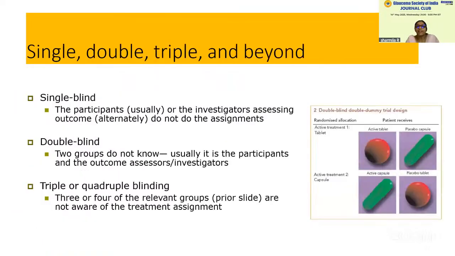Now, single, double, triple, and beyond. This kind of blinding depends upon which group of people are blinded to that study. For example, if it's single blind, it is just that either the participant or the investigator who's assessing the outcome does not know the assignments. In double blind, two groups, that is both the participants and either the outcome assessors or the investigators, do not know the assignments. Triple blind is more than this. Like all three different types of people are not involved in these assignments. So that is called a triple blind study.